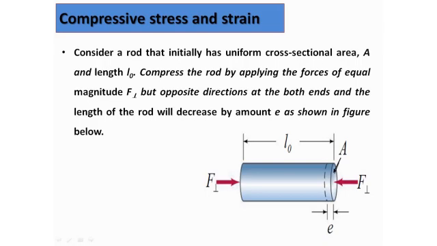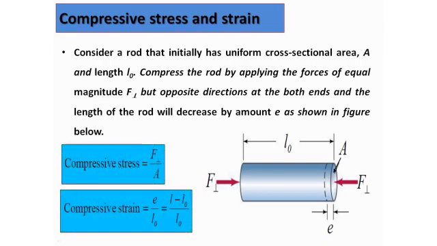So from here also we are going to get the compressive stress equal to F by A, whereas the compressive strain is equal to E by L naught, that is L minus L naught, where L is the final length and L naught is the original length, divided by L naught.